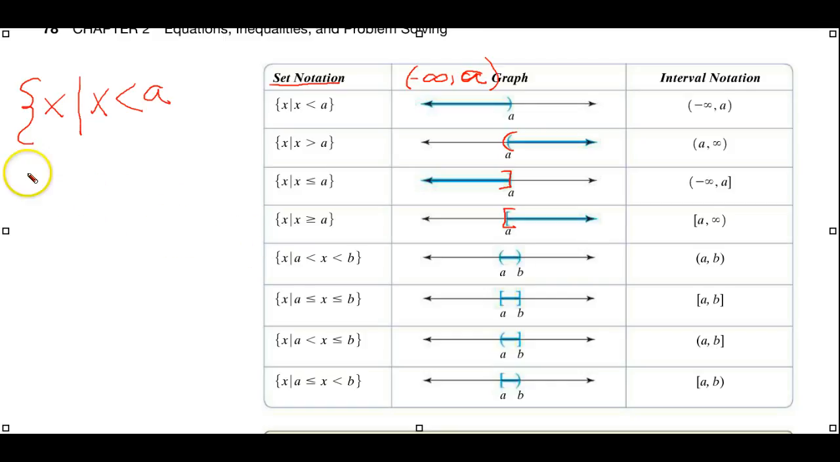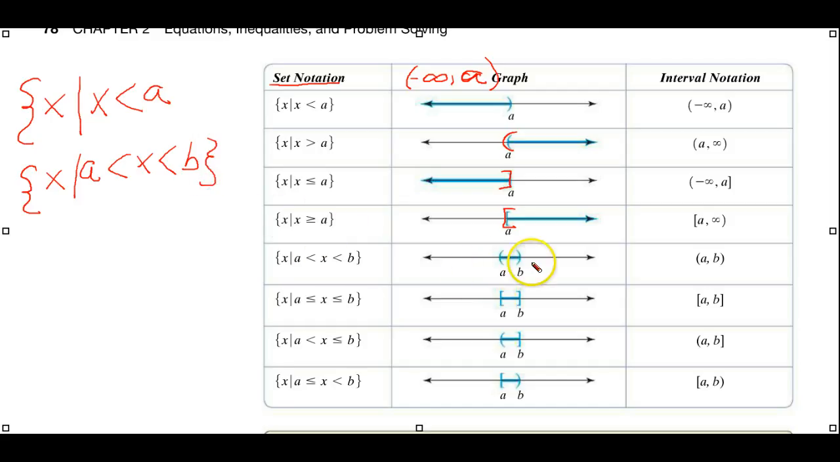Now another one while we're here is if you have set builder notation looks like so: x such that a is less than x, and x is less than b.